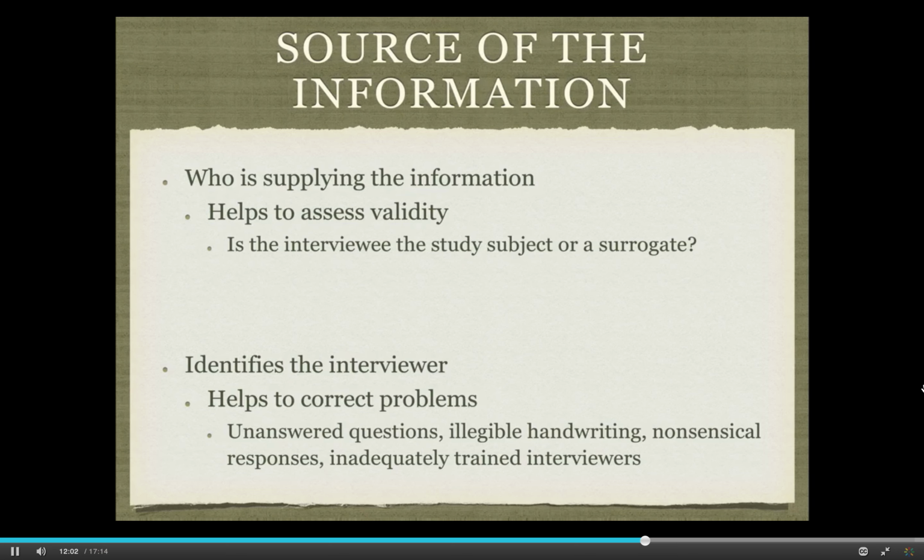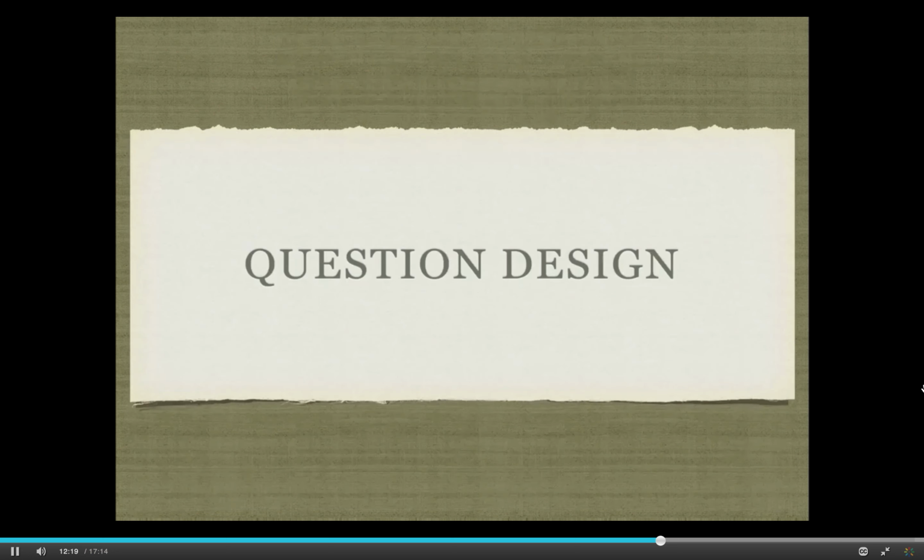It also helps to identify who is collecting the data. Because if we identify who is collecting the data in the form of the interviewer, then if there are any problems with the data that is collected, such as handwriting, legibility, or incorrect entry, then that person can be contacted to clarify what was meant.